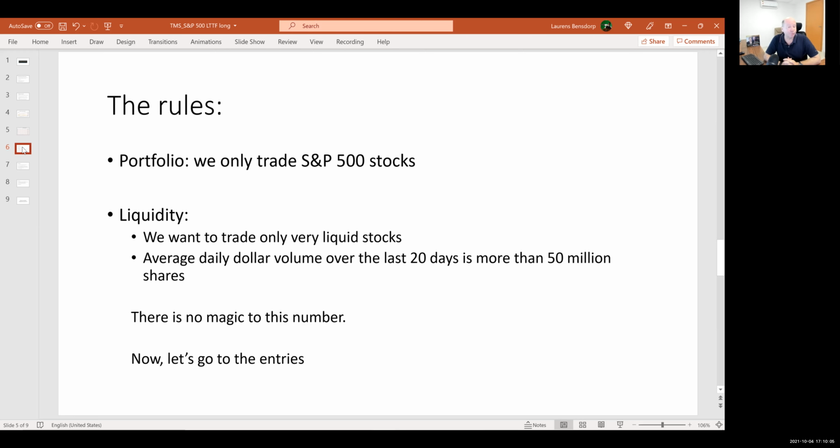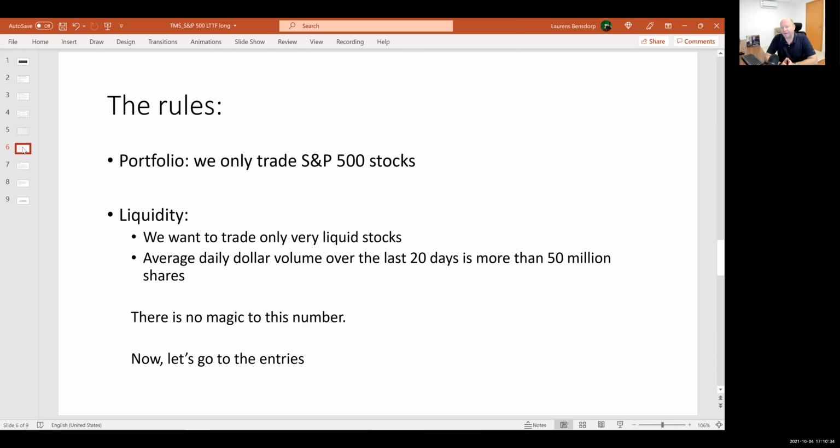So in this case, the rule for the liquidity is that the average daily dollar volume over the last 20 days is more than 50 million shares. Now, it's important to understand that there is no magic to that number. It's not that 40 million is better or 30 million is better, 60 million or that 30-day look back. No, I chose this number randomly. I just wanted to have a lot of liquidity.